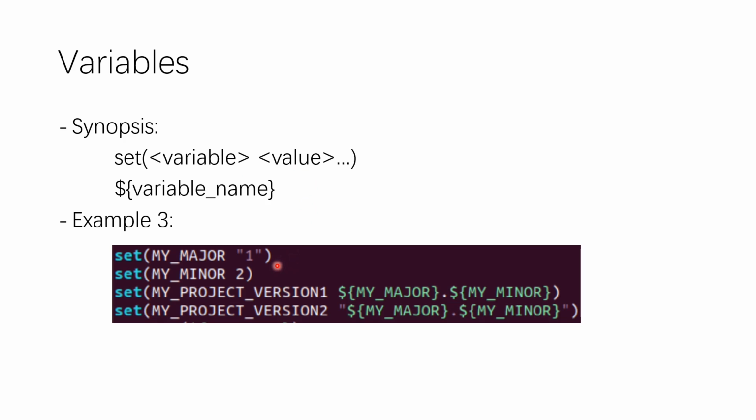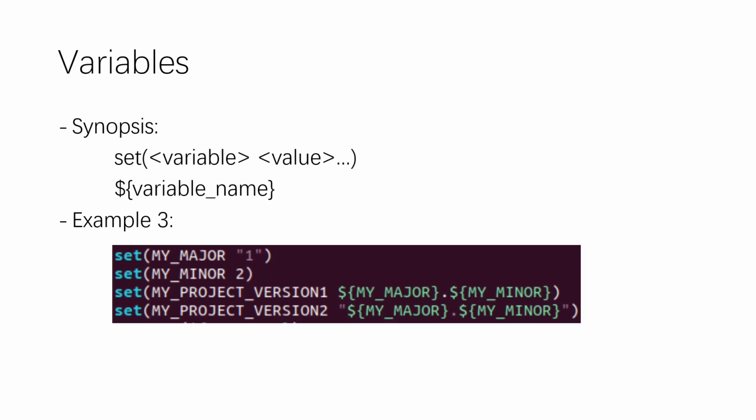The first command, we set a string 1 to the variable myMajor. In the second command, we set a string 2 to the variable myMinor. Notice that in CMake, variables are considered to be strings. So in the second command, even though we don't use the double quotes, we actually set the variable to be a string too.